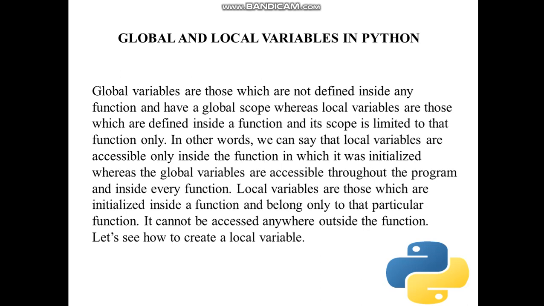In other words, we can say that local variables are accessible only inside the function in which they were initialized, whereas the global variables are accessible throughout the program and inside every function. Local variables are those which are initialized inside a function and belong to only that particular function. They cannot be accessed anywhere outside the function. Let's see how to create local variables.